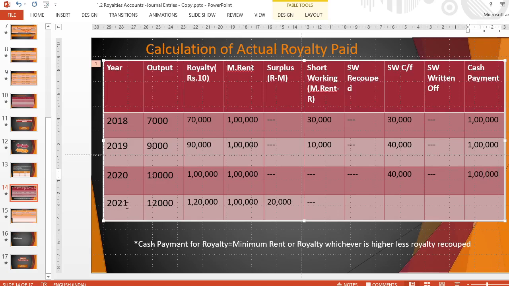And in the year 2021, brought down balance of short working 40,000, surplus 20,000. So we can adjust short working against surplus. But here surplus available is only 20,000 rupees. We have short working of 40,000 but surplus of 20,000. So we can adjust this 20,000 only. So we can recoup 20,000. Out of 40,000, we have adjusted 20,000. So remaining 20,000, we have an option either to carry forward or to write off.